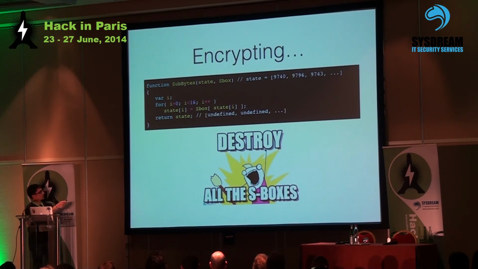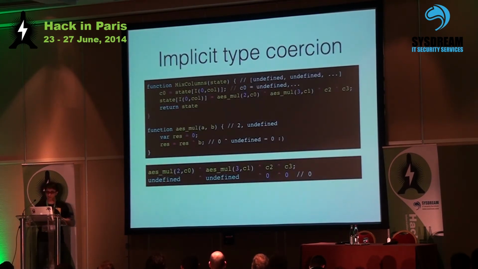But in this particular case, the S-box array has only 256 bytes. So the state here is more than 256. As a result, you modified the state to being 16 undefined values. And yeah, you basically altered the first round of the AES cipher, which is kind of bad enough, but there's more.